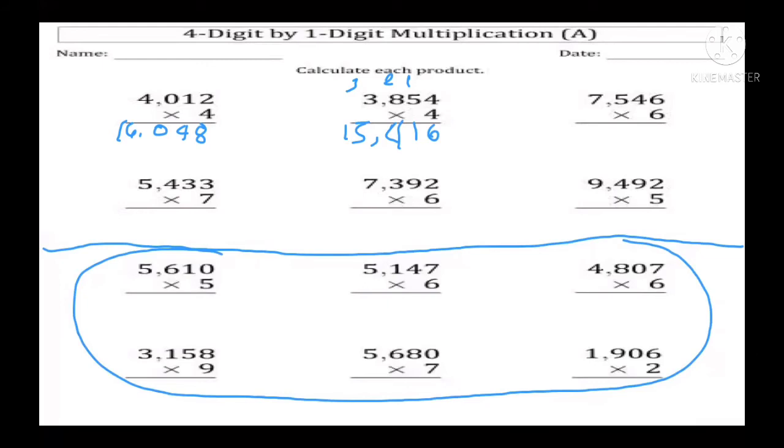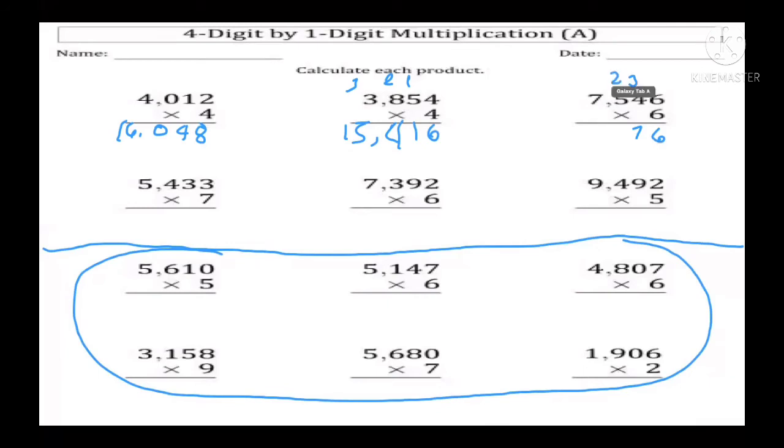Next number. What is 6 times 6? 6 times 6, 36. Correct? It's 36. So I will put 6 here and then 3 on the top of 4. Okay? 6 times 4. 24. Correct? 24 plus 3. 27, correct? 7 here and then 2 on the top of 5.